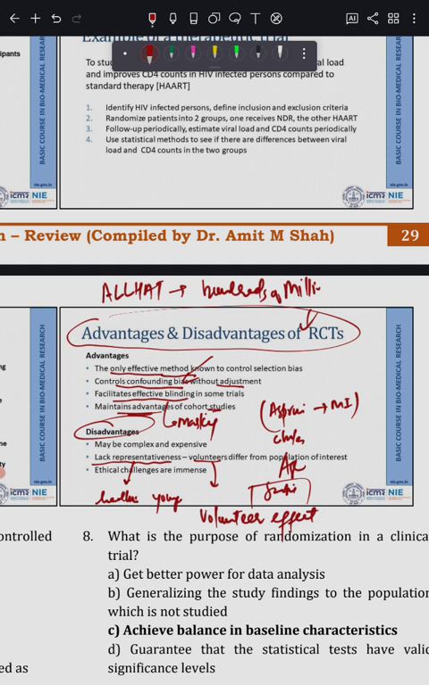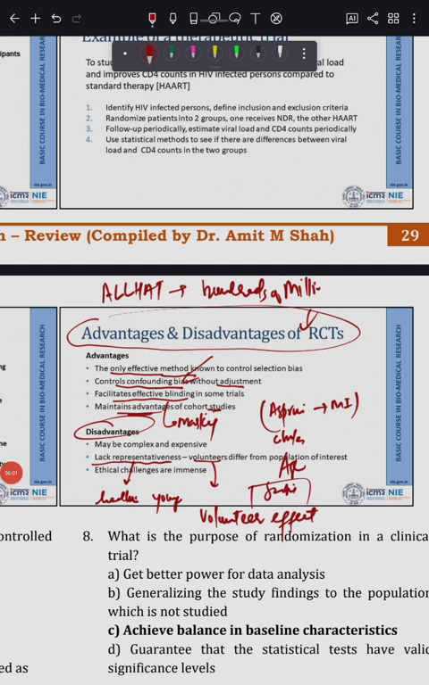Third, ethical limitations can be immense, so you can't randomize harmful or essential exposure. Withholding a proven treatment or exposing someone to risk may be unethical. You can't do an RCT on the effect of smoking in pregnancy or on denying insulin to diabetics. So RCTs can't answer every question, especially those involving serious harm or benefit.